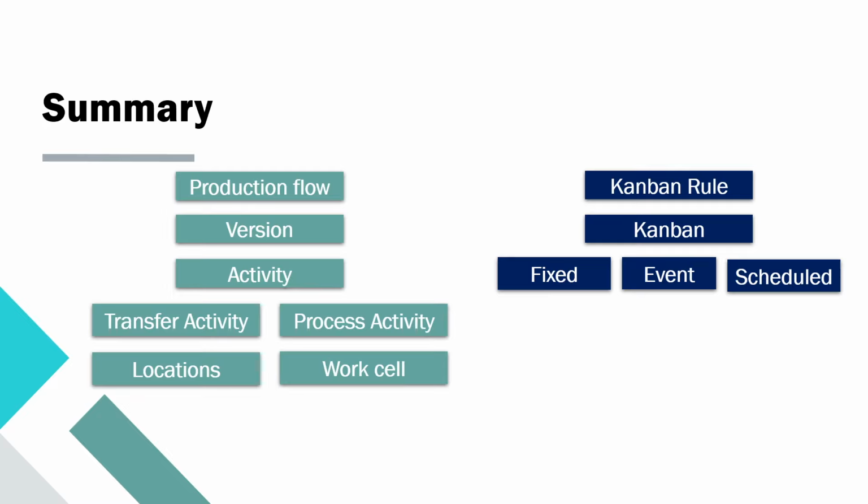And we learned what a Kanban rule is, which is the instructions to produce a finished good, and these can be a fixed Kanban, an event Kanban, or a scheduled Kanban. Fixed Kanban means we will produce a fixed amount of quantity. Event Kanban triggers the application to produce a finished good based on specific events like creating a sales order, and scheduled Kanban is like a plan to produce a product every month or every week based on the business requirement.